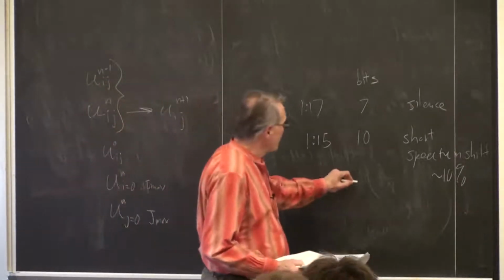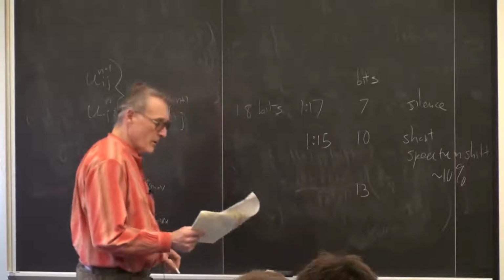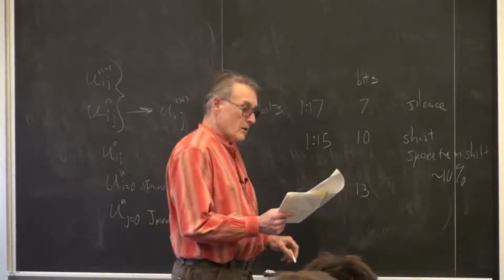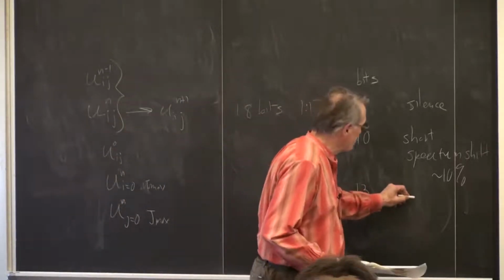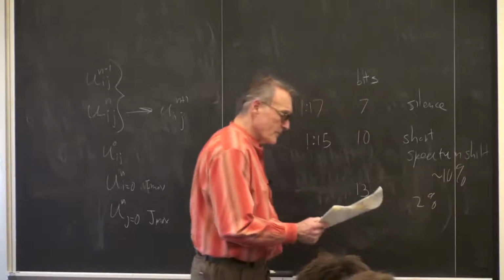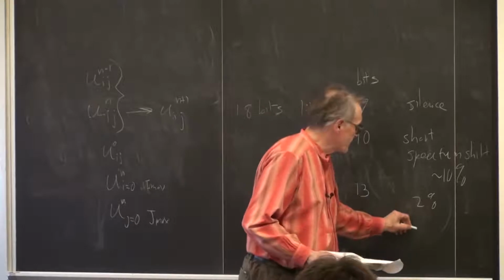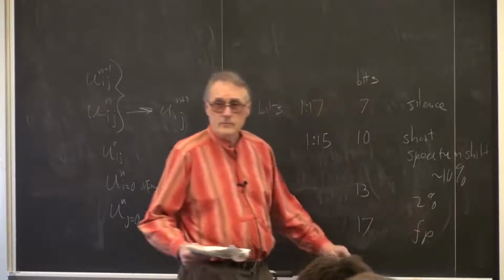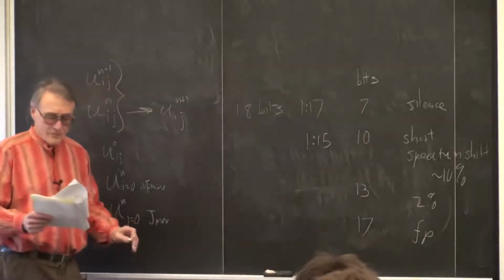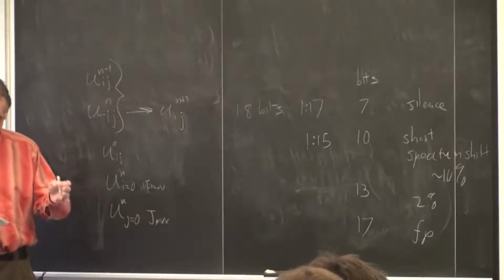If you go to 13 bits, the spectral shift is 2%. And if you go to 17 bits, I couldn't see any difference from floating point. So 17 bits is about enough.